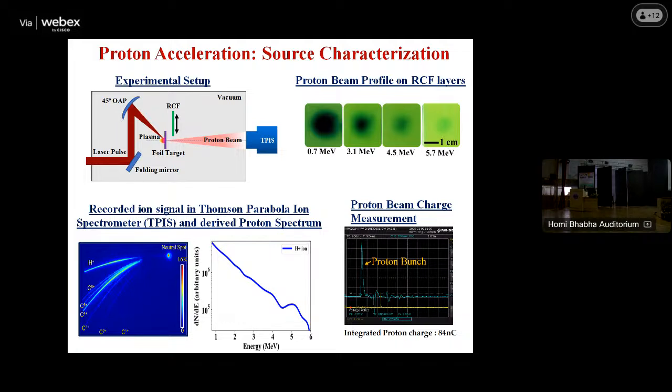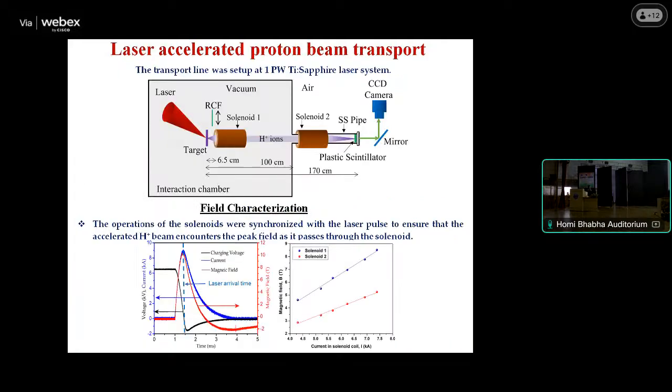This is our recorded Thomson parabola ion spectrometer signal showing different ionic species that are coming out simultaneously in this system. From this TPIS image, we derived the proton energy spectrum. You can see that the maximum proton energy that we obtain here is about 6 MeV for this particular case. We also measured the proton beam charge. Here's the snapshot of the oscilloscope showing current transformer signal. So all in all, in a single proton bunch, we obtained an integrated proton charge of about 80 nanocoulombs.